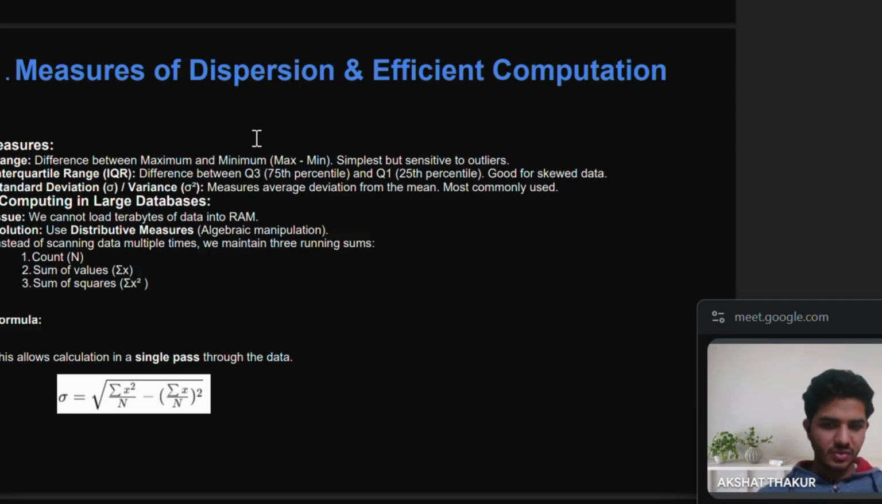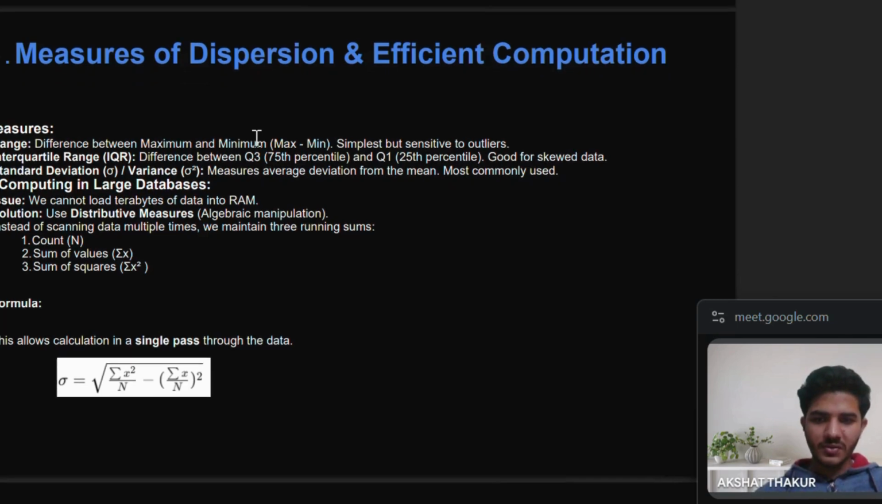So the formula is: standard deviation is equal to the square root of sum of squares divided by count, minus the square of sum of values divided by count. So this is the formula of standard deviation.